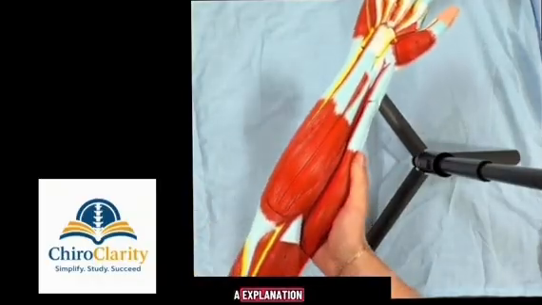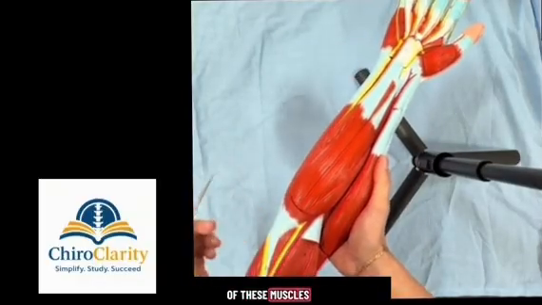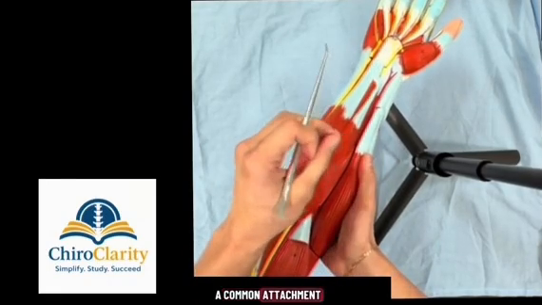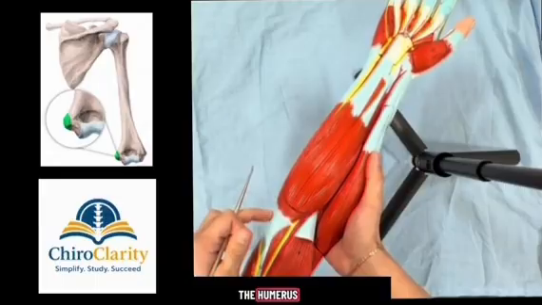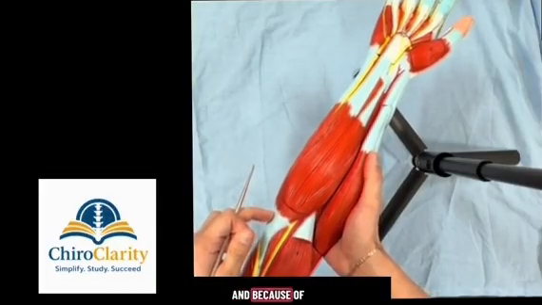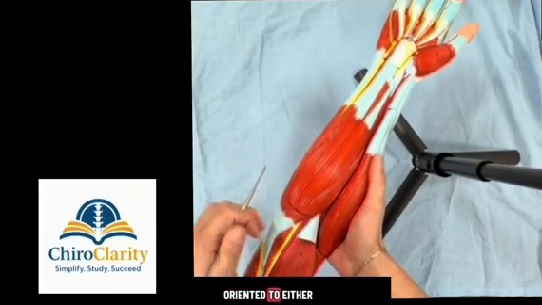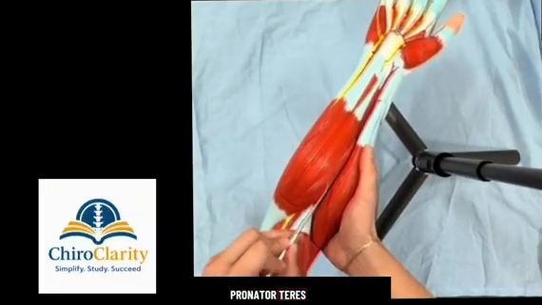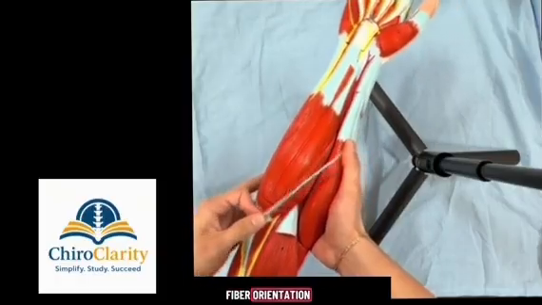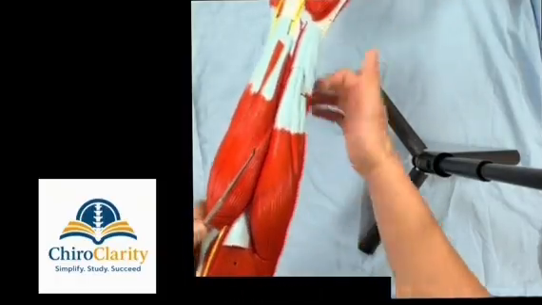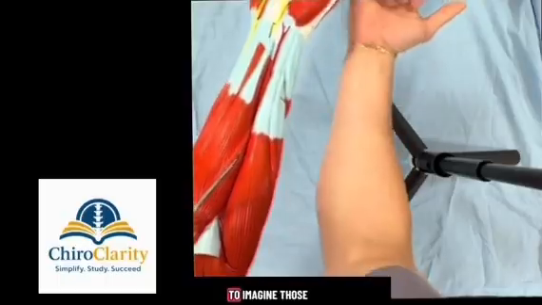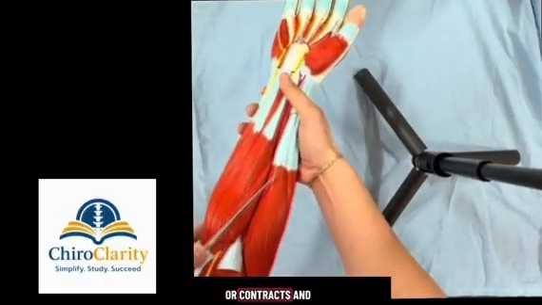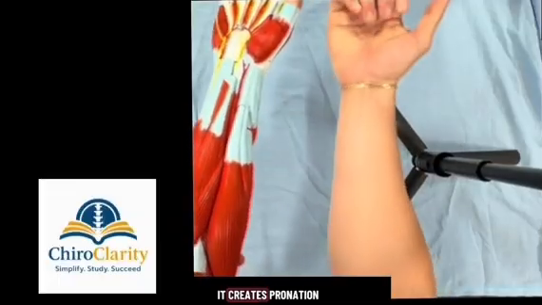So to give an explanation for all four of these muscles, whenever we talk about the anterior compartment of the forearm, they all have a common attachment site to the medial epicondyle of the humerus. And because of that, they are all oriented to either be a pronator and or a flexor. So this is our pronator teres. Because of that fiber orientation running in this diagonal manner, if I were to put my arm here and we were to imagine those fibers being diagonal here, whenever it shortens or contracts and pulls these 2 points together, it creates pronation.